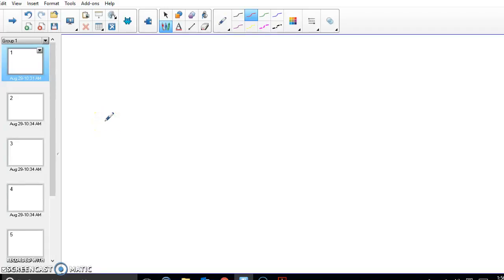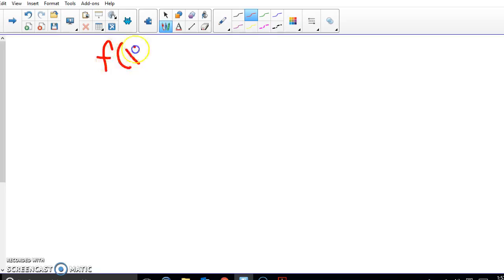Alright, so today we're going to look at quadratic equations and formula. So the first thing we're going to look at is finding the different parts of the quadratic equation parabola. So we're going to use the function f of x equals x squared minus 6x minus 16.